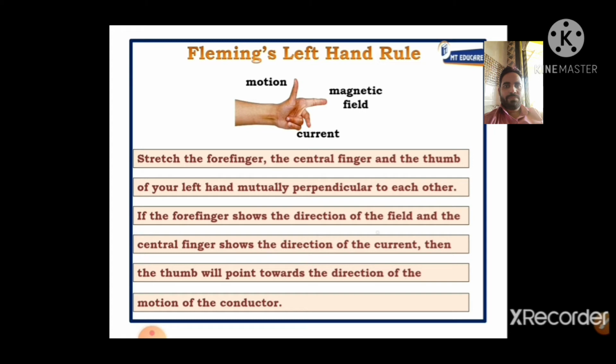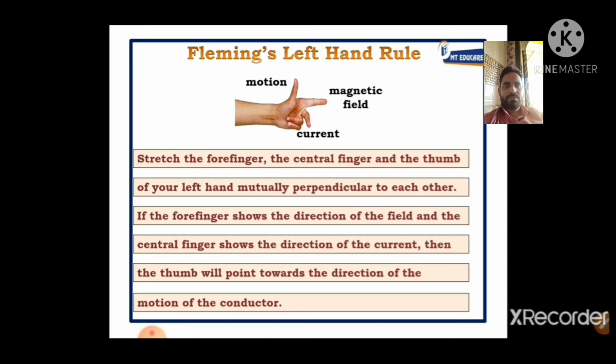If the forefinger shows the direction of the field, you can see this forefinger shows the direction of the magnetic field, and the center finger shows the direction of the current. You can see this center finger shows the direction of the current. Then the thumb will point towards the direction of the motion of the conductor. In this Fleming left hand rule, if you know the direction of the magnetic field and the direction of the current, then you can find the third thing, that is the motion of the conductor.